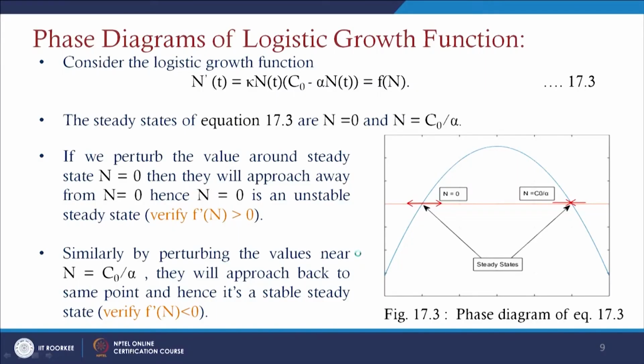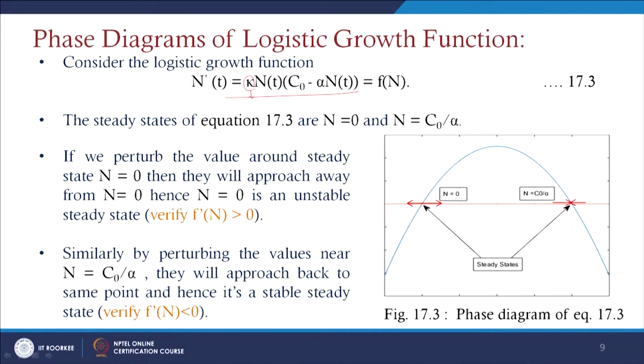So, if you go for a phase diagram analysis of a logistic growth function here, consider the logistic growth function. Especially we have discussed these equations in the earlier lectures, in the form of N dash t equals k N of t times (c0 minus alpha N of t), where c is the concentration or the food supply that should be provided there, and N represents the population size N of t, and k is the rate of population growth or decline, which can be controlled.